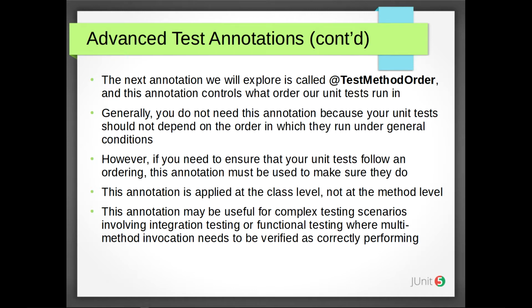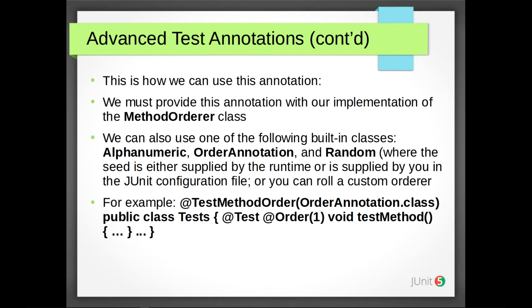Alright, let us continue. This is how we can use this annotation. We must provide this annotation with our implementation of the MethodOrderer class. We can also use one of the following built-in classes: Alphanumeric, OrderAnnotation, and Random, where the seed for the random is either supplied by the runtime or is supplied by you in the JUnit configuration file. Or we can roll a totally custom orderer.